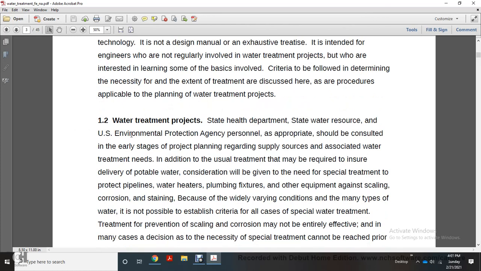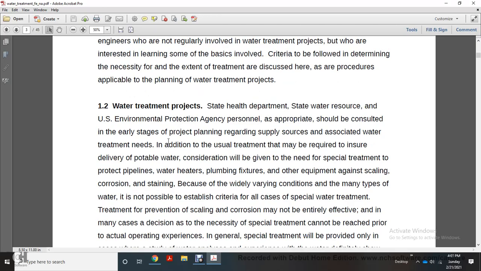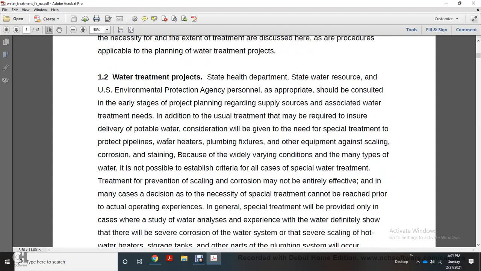Water treatment projects: the Health Department, State Water Source agency, and U.S. Environmental Protection Agency personnel should be consulted at an early stage of project planning regarding supply sources and associated water treatment needs. In addition to the usual treatment, it may be required to ensure the delivery of potable water, so consideration should be given to the need for special treatment to protect pipelines, water heaters, plumbing fixtures, and other equipment against scale, corrosion, and staining.